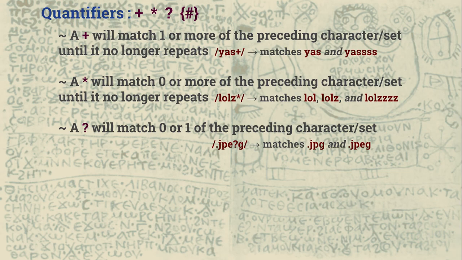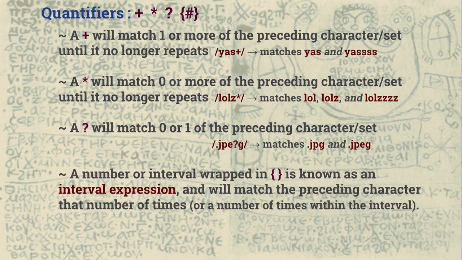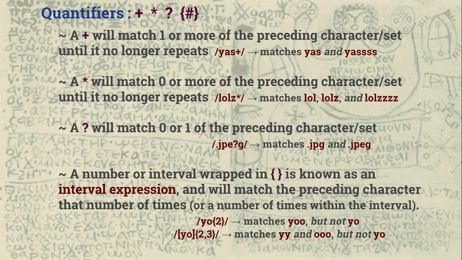So this pattern would match both JPEG with or without a G. And then finally, a number or interval wrapped in curly brackets is known as an interval expression and will match the preceding character that number of times or within that range of times. So this would match yo with 2 O's, but not yo with 1 O, because it requires there to be 2 of the preceding character. Whereas this will match either 2 Y's, 3 Y's, 2 O's, 3 O's, but not the actual word yo because it's a character set.